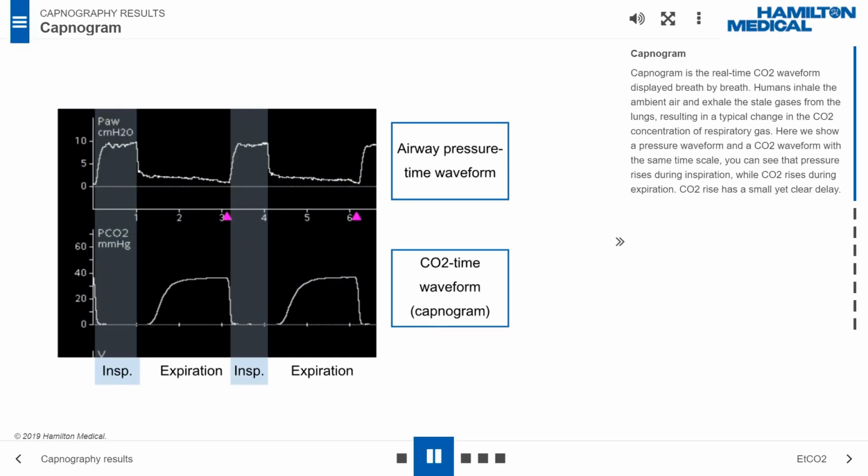Capnogram. A capnogram is the real-time CO2 waveform displayed breath by breath. Humans inhale the ambient air and exhale the stale gases from the lungs, resulting in a typical change in the CO2 concentration of respiratory gas. Here we show a pressure waveform and a CO2 waveform with the same time scale. You can see that pressure rises during inspiration, while CO2 rises during expiration. CO2 rise has a small yet clear delay.